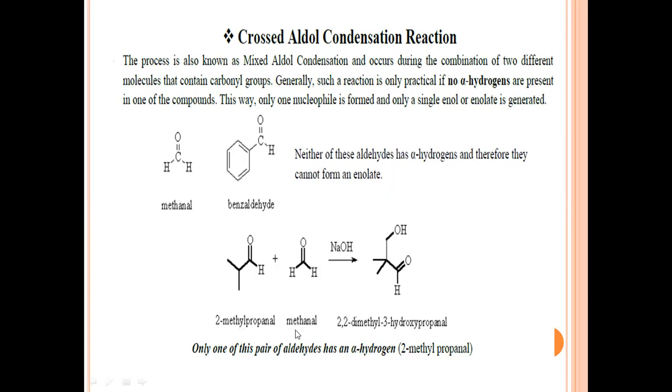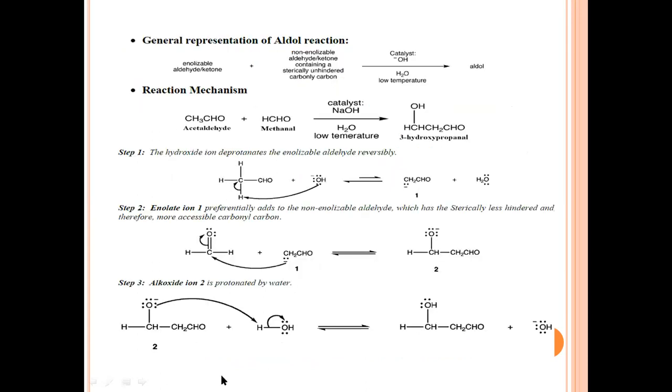So in the case of 2-methyl propanal and methanal, 2,2-dimethyl 3-hydroxypropanal, only one of this pair of the aldehydes has an alpha hydrogen. So in this case, one of the compounds has the presence of alpha hydrogen atom. Now, the general representation of aldol condensation: we all know a carbonyl containing alpha hydrogen atom will form an alkoxide ion and proceed by dehydration, they are going to form the aldol.